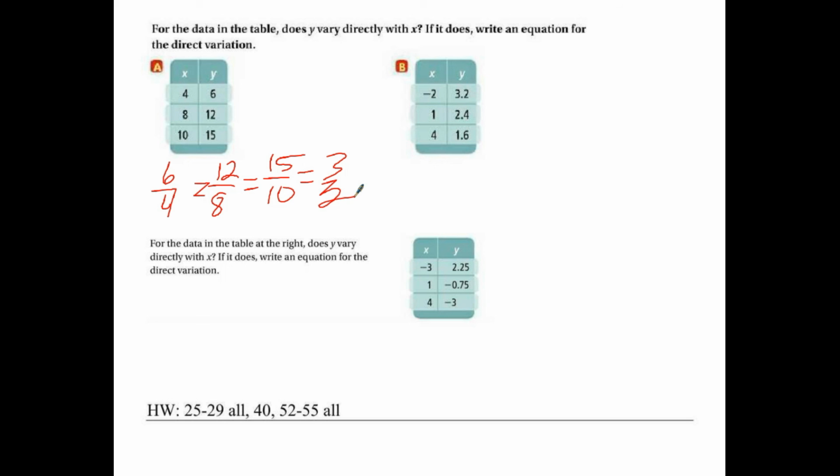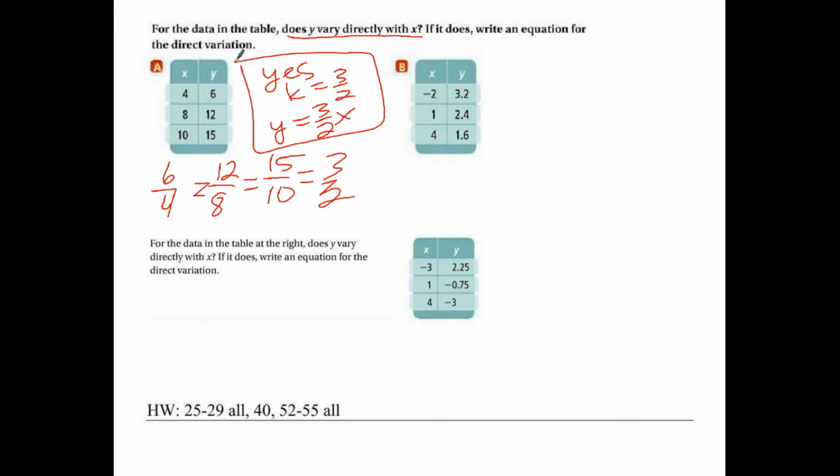So the answer to the question, does y vary directly with x, is yes. If it does, write an equation for the direct variation. It could also ask you, what is the constant of variation? Guess what it is? 3 halves. It's the number that you get every single time. So k is 3 halves. And because k is 3 halves and this is direct variation, the equation is y equals 3 halves x. Okay? So really, there are 3 answers here. Yes, k is 3 halves, and y equals 3 halves x. Okay? How about B?